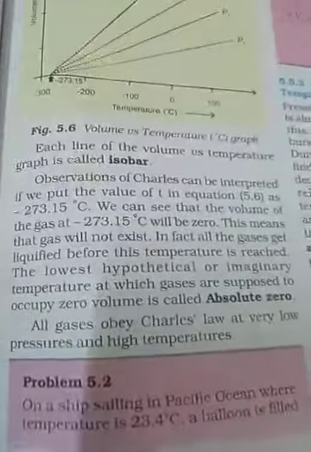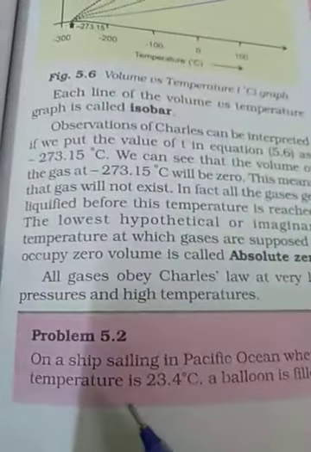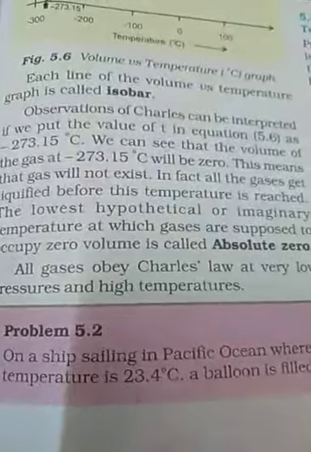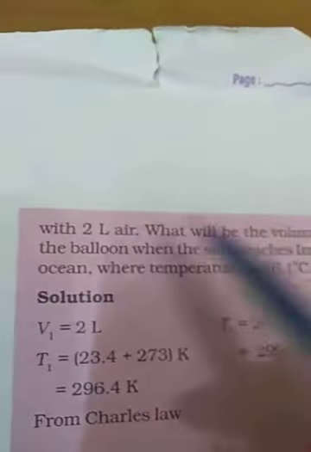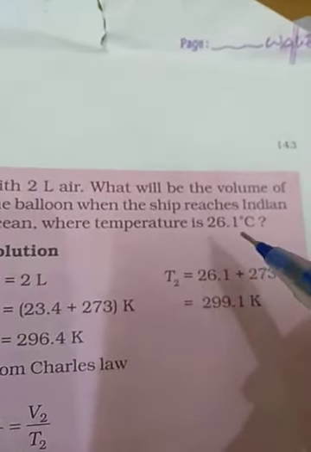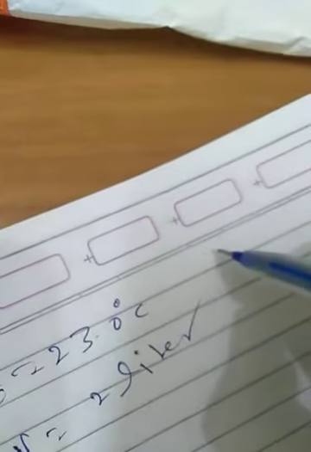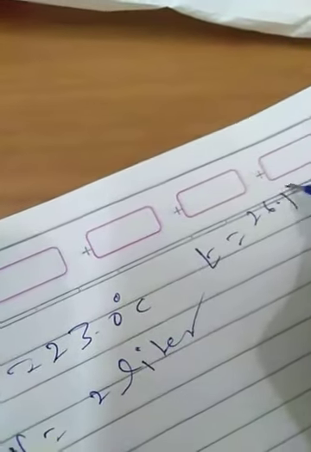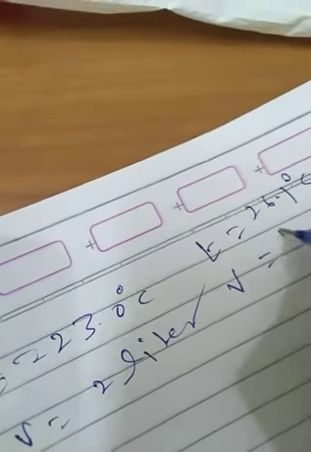We will see this with problem 5.2. I will show you problem 5.2. What is given: on a ship sailing in the Pacific Ocean where temperature is 23.4 degrees Celsius, a balloon is filled with 2 liter air. So volume is 2 liter. What will be the volume of the balloon when the ship reaches the Indian Ocean where temperature is 26.1 degrees Celsius? So we have earlier temperature and now another temperature, 26.1 degrees Celsius. We have to find volume at this stage.